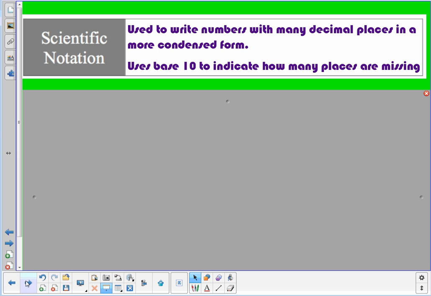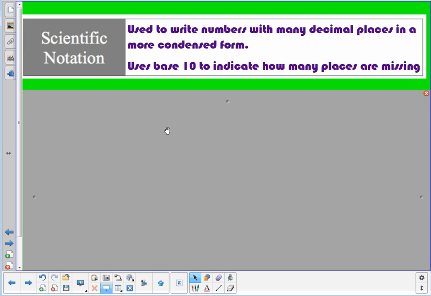What is scientific notation and how do we write it? Scientific notation is something that we use when we have to write numbers with lots and lots of decimal places. They're either really, really big, like in the millions or billions or trillions or even further, or they're really, really small with a lot of zeros after a decimal point. It's just a simplified, more condensed form of writing those numbers.